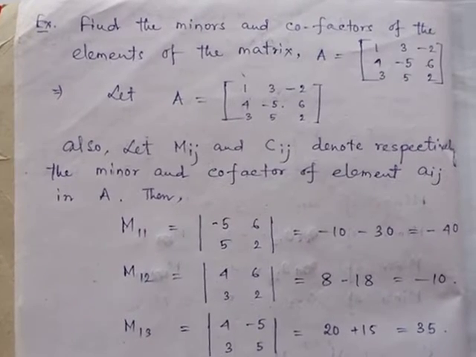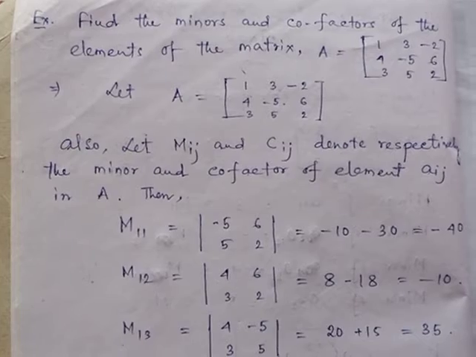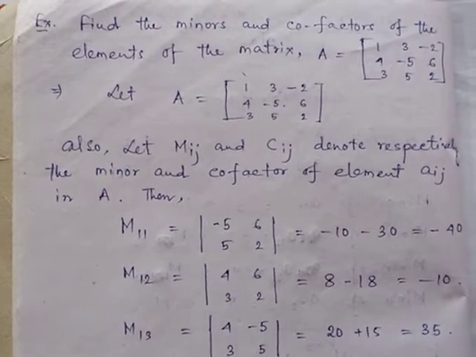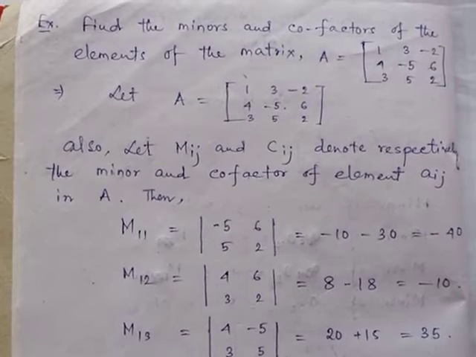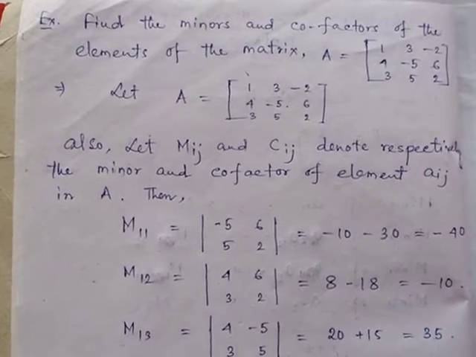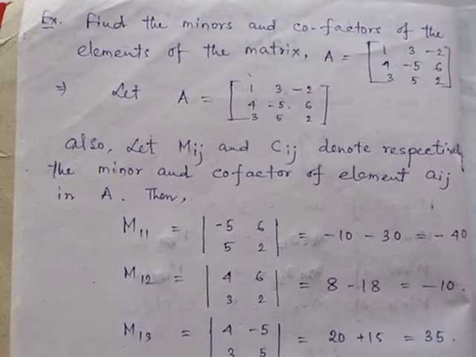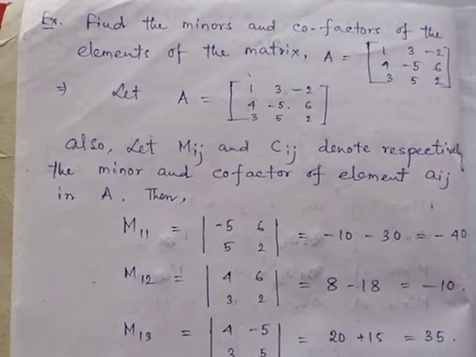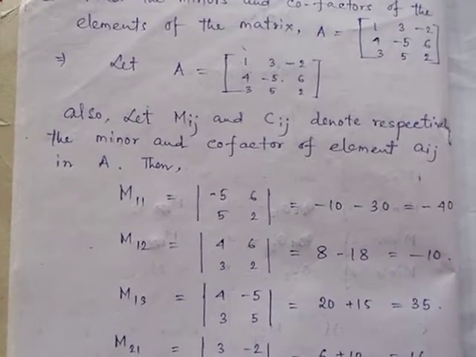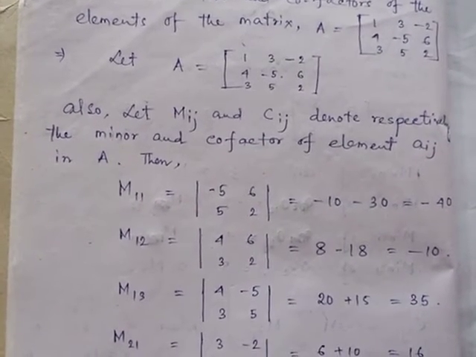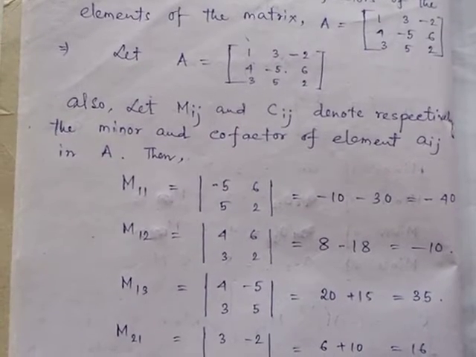Now for example, find the minors and cofactors of the elements of the matrix A equals 1, 3, minus 2; 4, minus 5, 6; and 3, 5, 2. So let A equal the given matrix. Now let Mij and Cij denote, respectively, the minor and the cofactor of the element Aij in A.